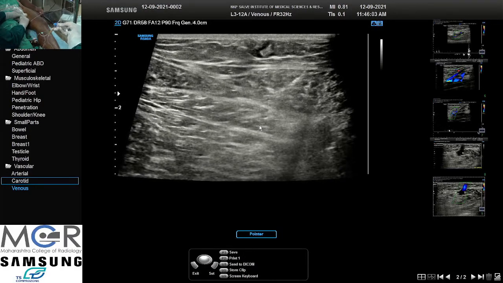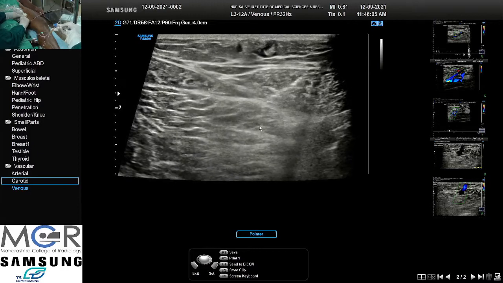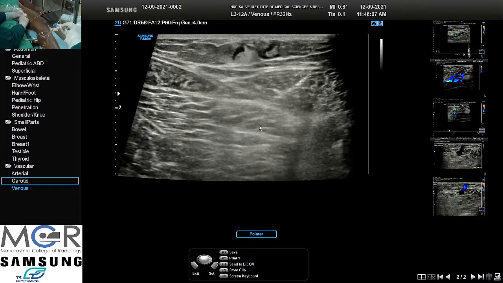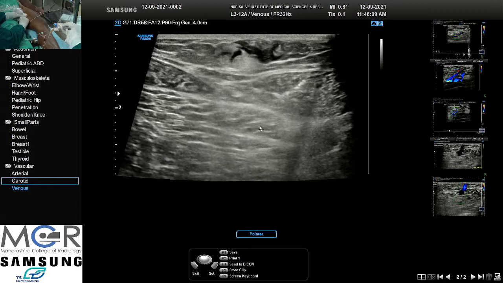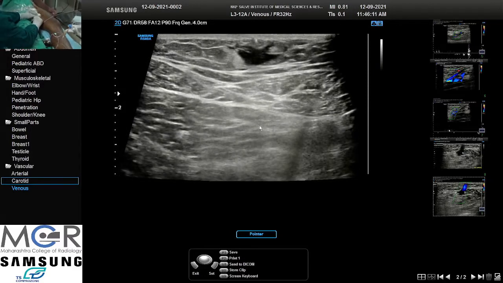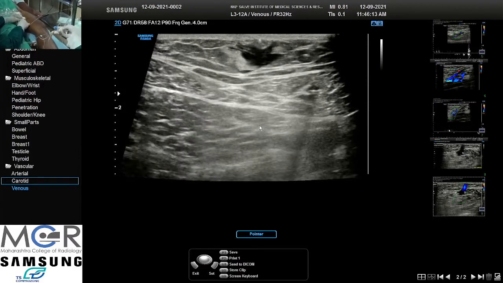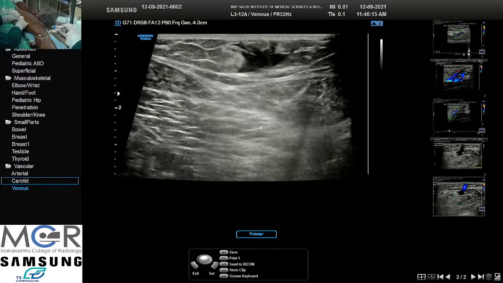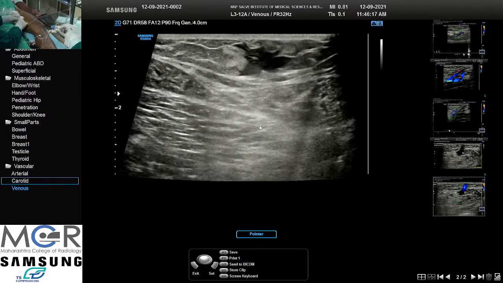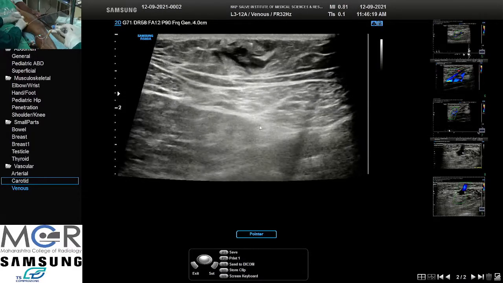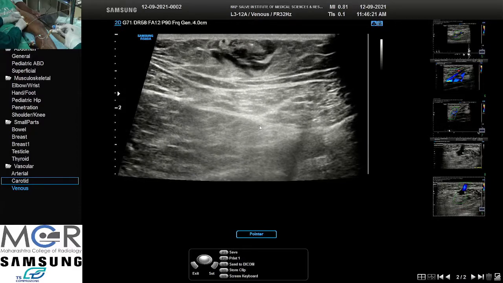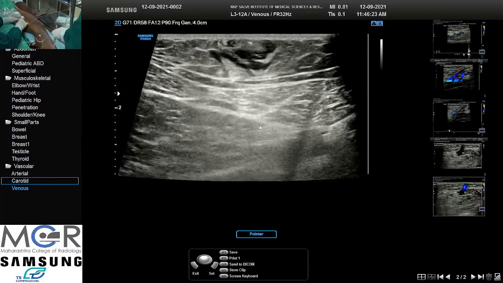The advantage is it's an OPD-based procedure or daycare procedure. The patient comes in the morning and by afternoon he can go back home. And as he is not entering any deep planes, it is least traumatic also.